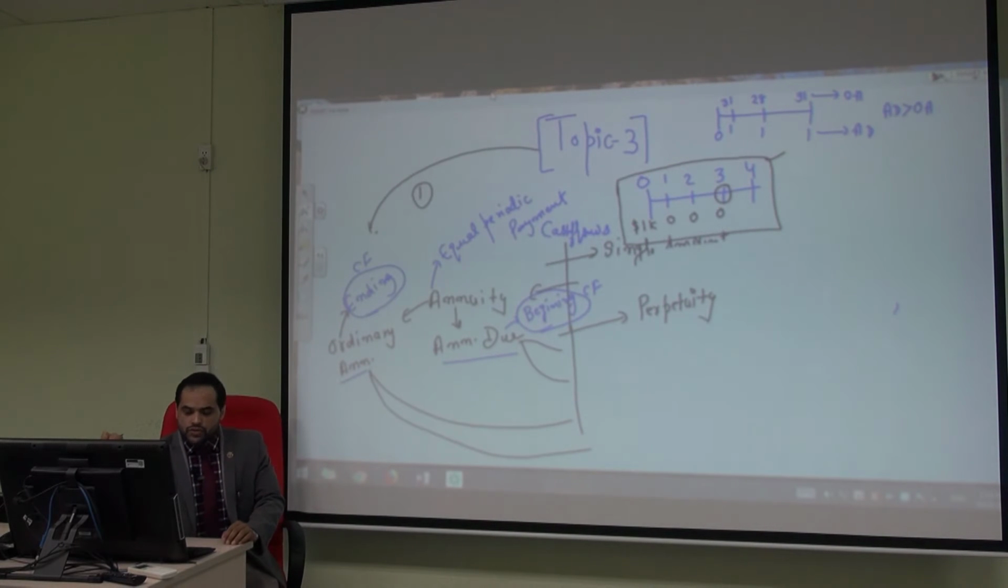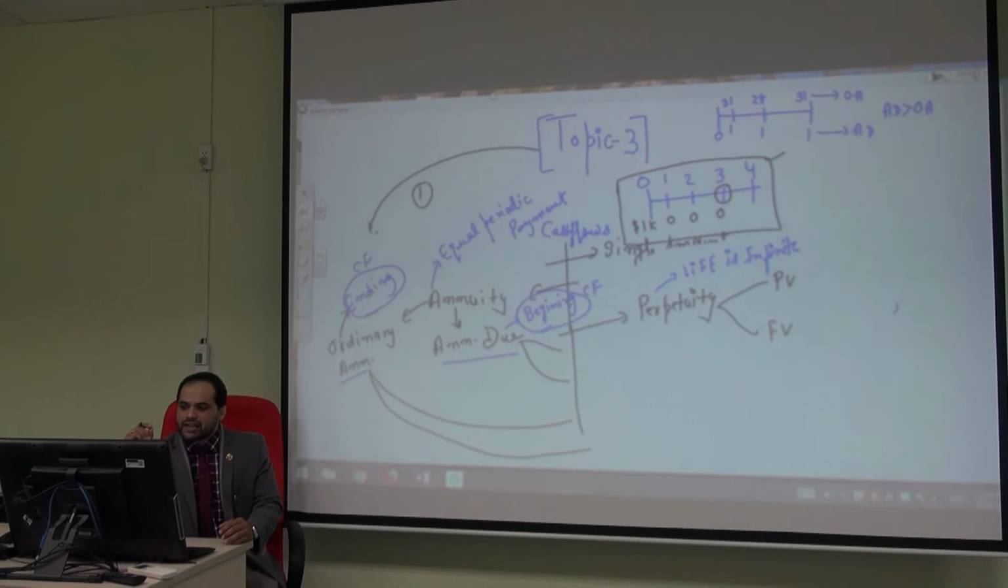Perpetuity means unlimited cash flows. When life is infinity, we call it a perpetuity. So we're going to have, of course, present value and future value. I'll talk about the present value first. How do we calculate the present value of a perpetuity?